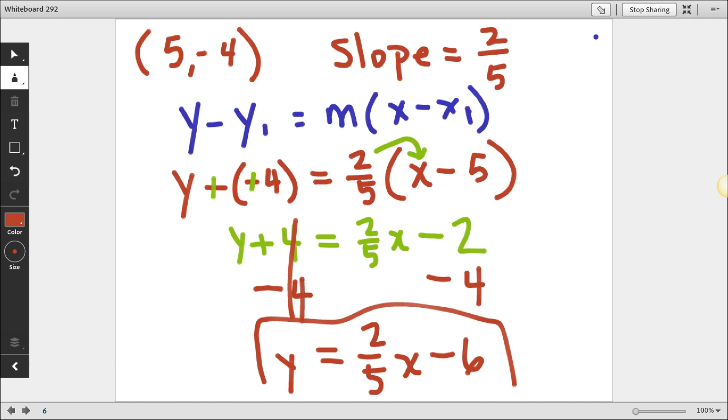All right, so I hope this helps you write the equation in slope-intercept form, given a point and a slope. If you're still struggling with this concept, please let me know in a teacher message or make an appointment for a help session.